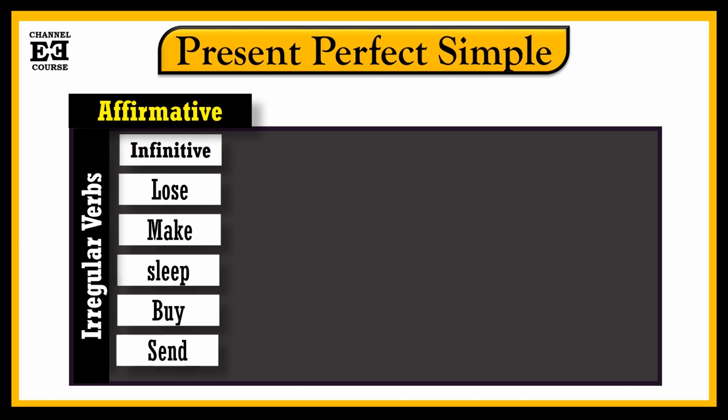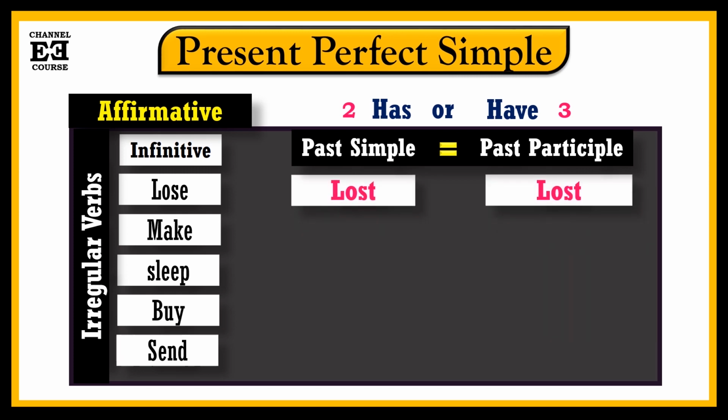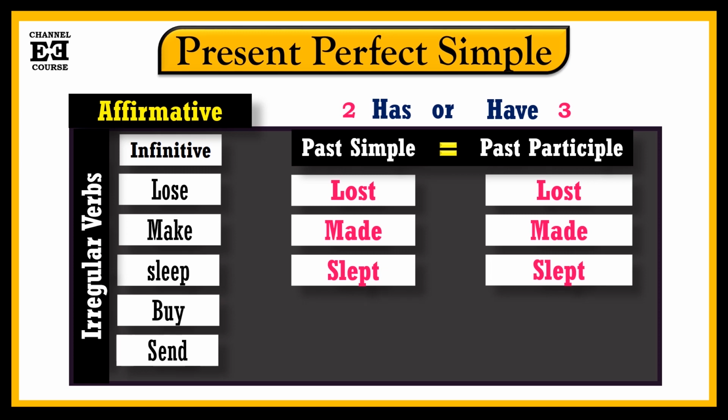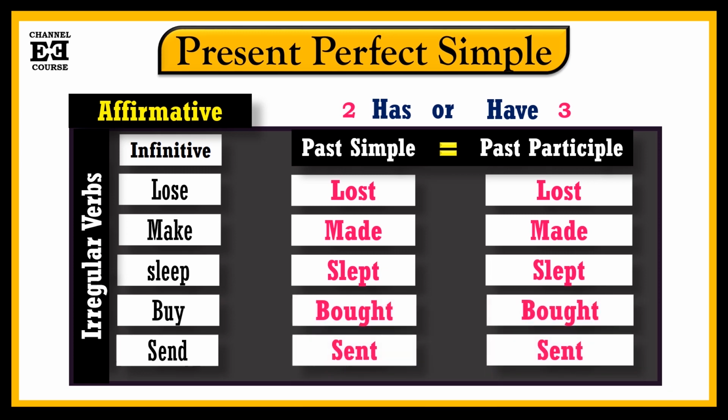If you already know the past simple form, all you need for the present perfect simple is to add has or have to the same form. In this case, we have lost, made, slept, bought, sent.